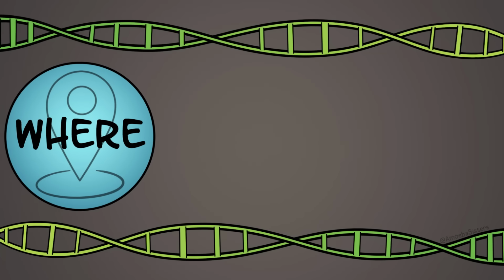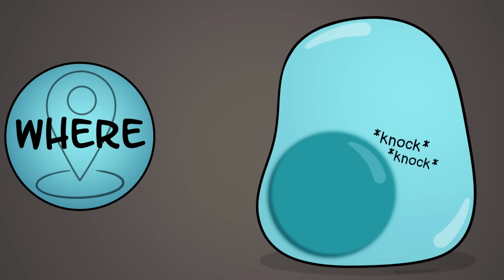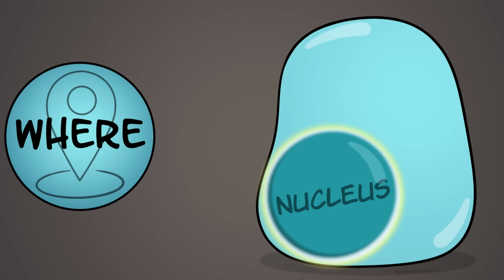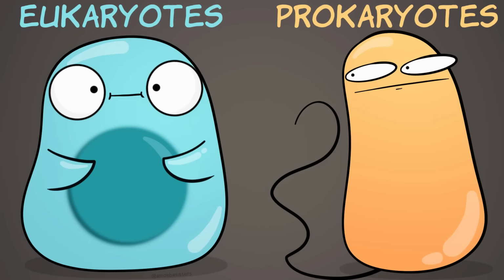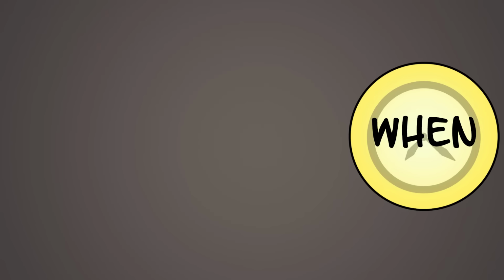First, let's talk about where and when. First, where? Well, if it's in a eukaryotic cell, it occurs in the nucleus. However, remember, not all cells have a nucleus, such as prokaryotic cells. They don't have a nucleus. Still, both prokaryotic and eukaryotic cells do DNA replication, but there's some differences between the two that this clip doesn't go into.